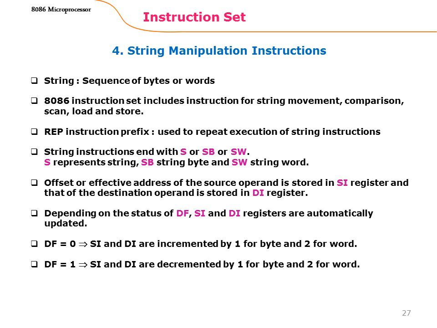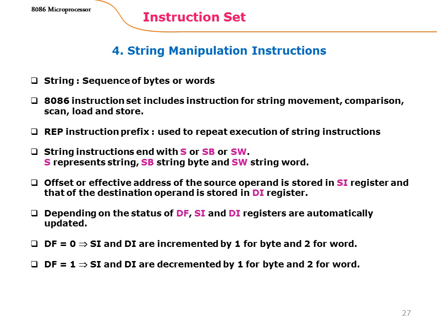String manipulation instructions. A string is a sequence of bytes or words. The 8086 instruction set includes instructions for string movement, comparison, scan, load and store operations. REP is the instruction prefix which is used to repeat execution of string instructions. String instructions end with S or SB or SW. S represents string, SB means string byte, SW means string word.